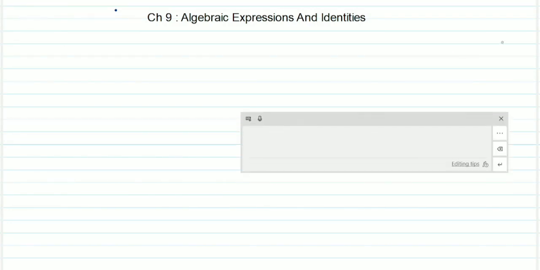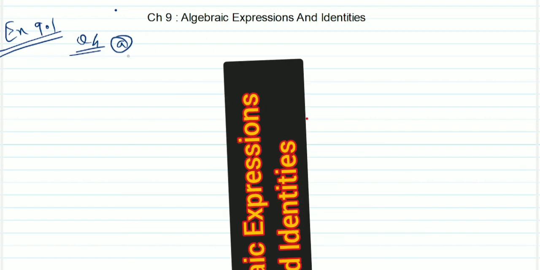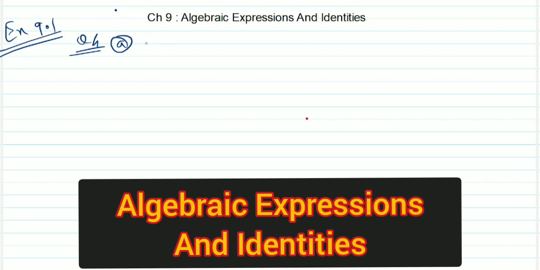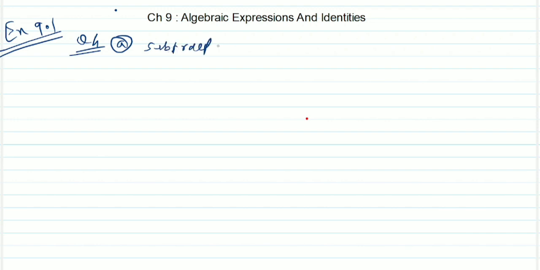We are going to continue with what we were doing, algebraic expressions and identities, and today we are going to continue exercise 9.1 from question number 4, first question. If you have books in front of you, it would be much easier for you to understand. The first question is, they are saying subtract 4a minus 7ab plus 3b plus 12 from 12a minus 9ab plus 5b minus 3.